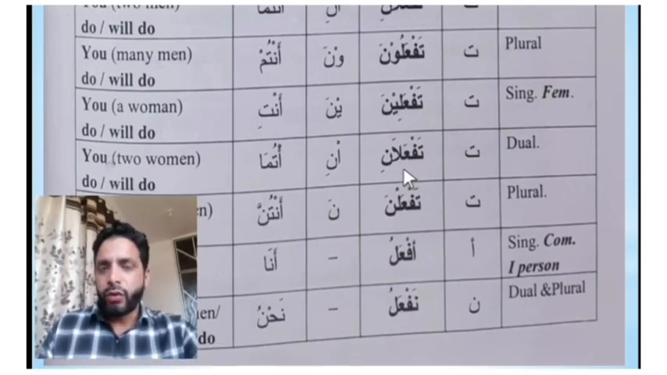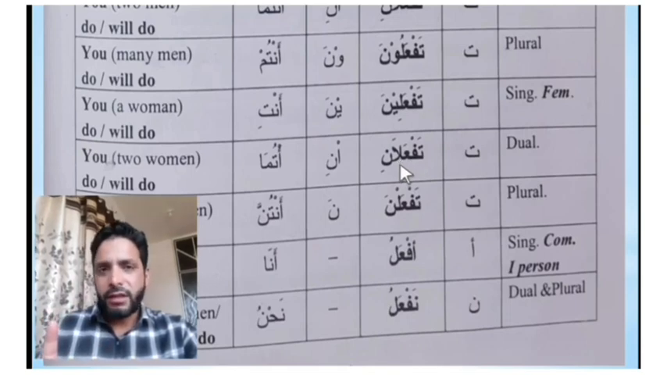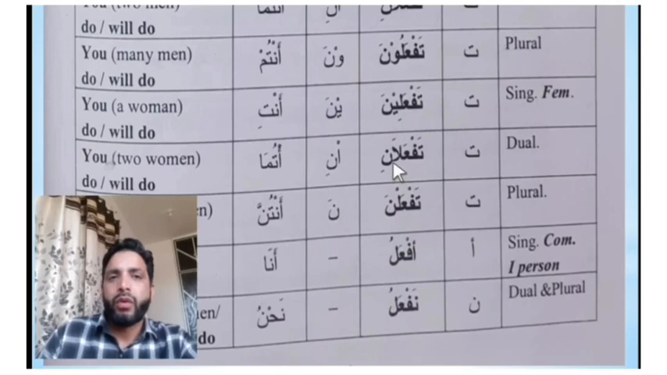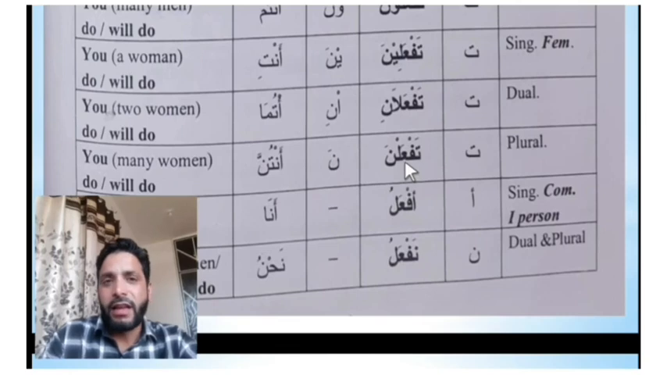Taf'alani, you two women are doing or will do. So taf'alani is used for both. Taf'alani is used for two, feminine, second person. We can say taf'alani al-musanna, dual, al-mu'annas, feminine, al-mukhatab means second person. Taf'alna, you all women are doing or will do. So taf'alna is used for al-jama, al-mu'annas, al-mukhatab. Al-jama means plural, mu'annas means feminine, mukhatab means second person.